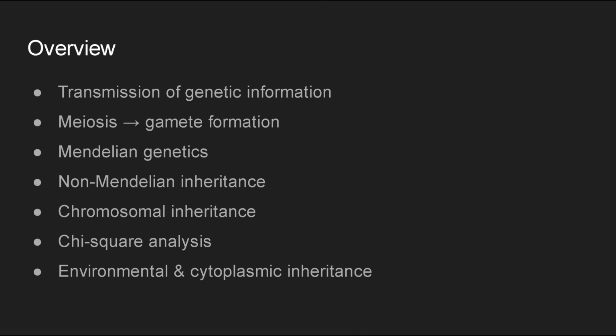Here are the basics of what we'll go through in this video. First, we'll go through the transmission of genetic information, then meiosis, Mendelian genetics, and non-Mendelian. Then we'll go through chromosomal inheritance, do a chi-square analysis, and then we'll talk about environmental and cytoplasmic inheritance.